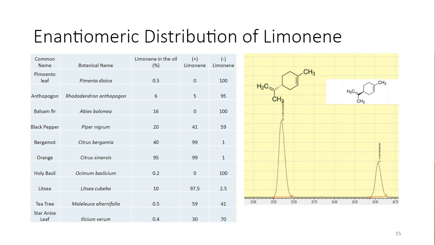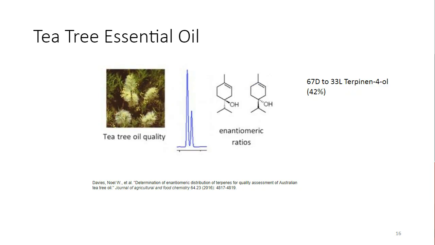Tea tree essential oil is another popular oil produced in Australia. Tea tree oil contains approximately 42% terpinen-4-ol molecule. And terpinen-4-ol is a chiral molecule, and it is distributed as 67% D to 33% L isomer. There could be some standard deviation all the time.